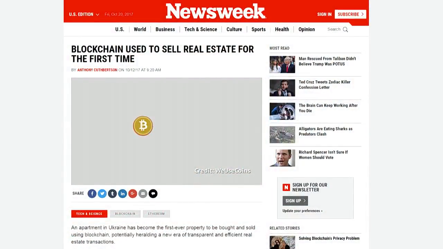Yeah, I think it's not the first piece of property that was sold with a cryptocurrency. I'm pretty sure that people have bought apartments in Bitcoin before, but it is the first that was handled with a smart contract, and it was done on the Ethereum blockchain.